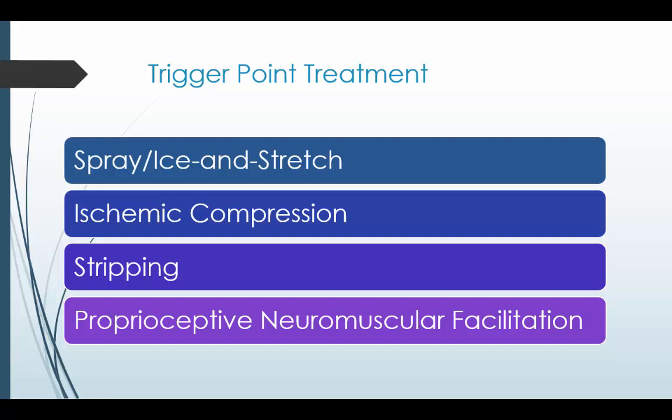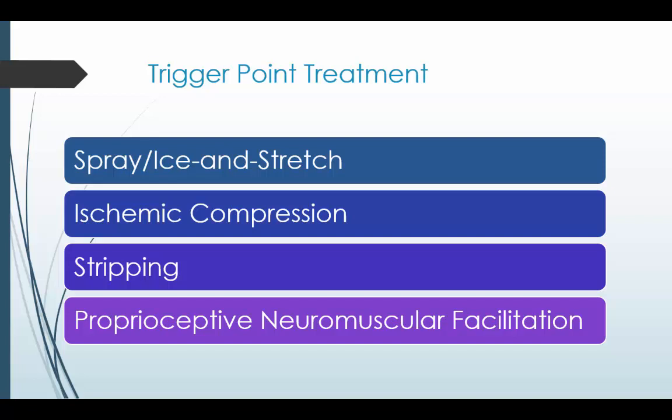Ischemic compression. Pressure is applied slowly and progressively over the trigger point as the tension in the trigger point and its taut band subsides. Pressure is maintained until the tenderness is gone or until the tension is released. We then stretch the muscle. This may be the best and most effective decrease in trigger point pain levels.